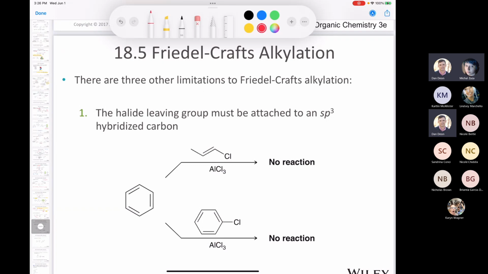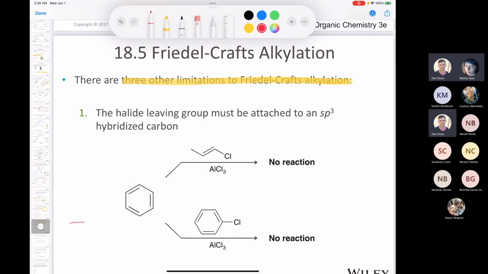And there are 3 limitations that students have to be aware of to the Friedel-Crafts alkylation. I'll try to provide you with a rationale for all 3 of them so that you're not just memorizing them out of thin air. The first one is that your halogen, the leaving group, has to be attached to an sp3 hybridized carbon. Why can it not be attached to an sp2 hybridized carbon like here or here? Because we cannot have a carbocation on an sp2 hybridized carbon.